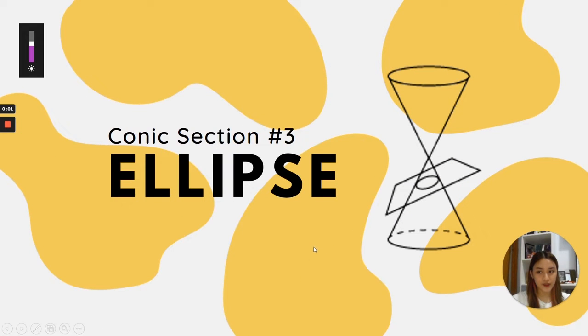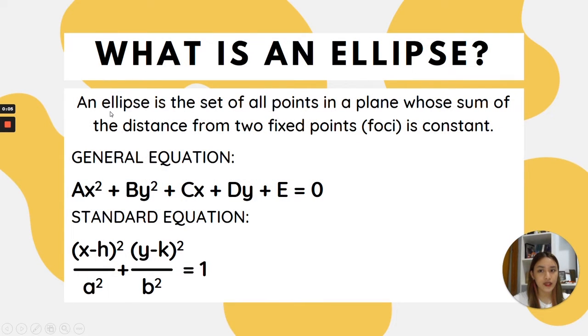The next conic section that we will be discussing is the ellipse. So what is an ellipse? An ellipse is the set of all points in a plane whose sum of the distances from two fixed points, foci, is constant. The general equation of an ellipse is ax squared plus by squared plus cx plus dy plus e is equal to 0. And then the standard equation of an ellipse is the quantity (x minus h) squared over a squared plus the quantity (y minus k) squared over b squared is equal to 1.